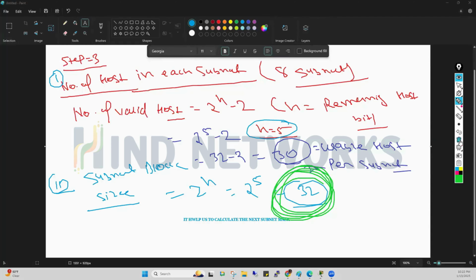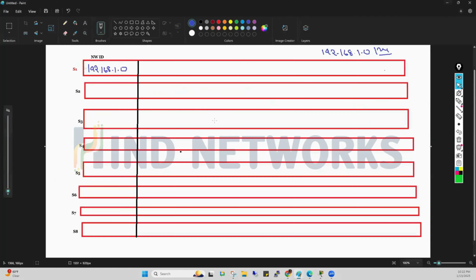Clear? Please remember, that is very important. Whatever block size you get, you need to add the block size. But you may ask, sir, where will I add? To 0, to 1, to 160? Guys, the answer is, for example, 192.168.1.0/24. 24 means that is the network portion and 8 bits is called the host portion.